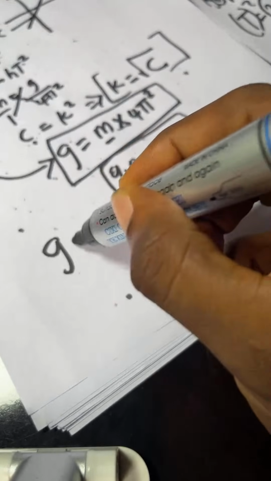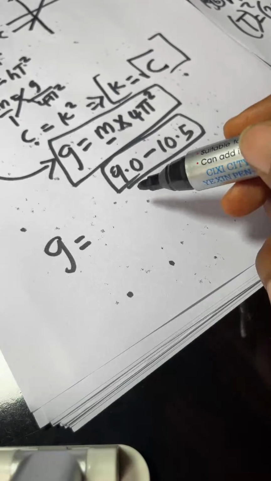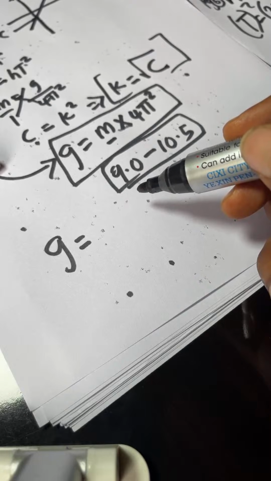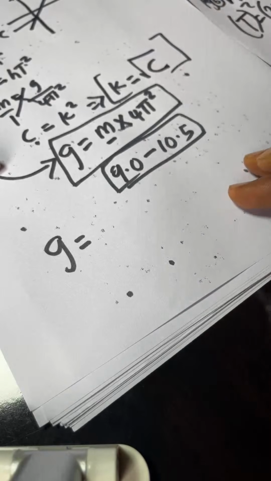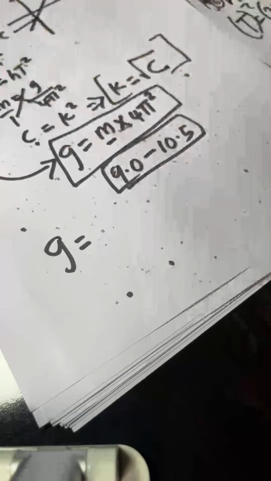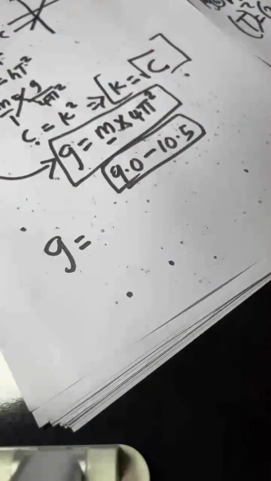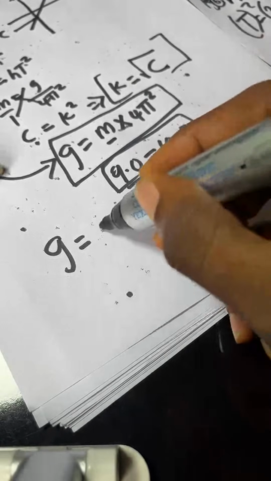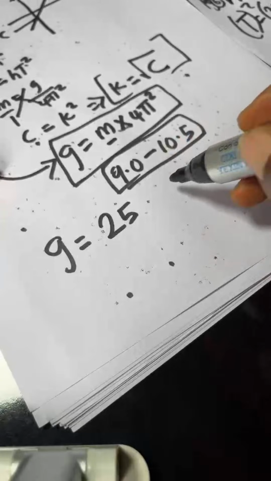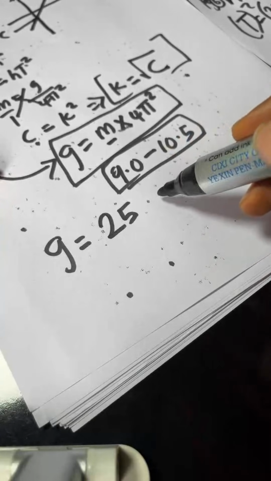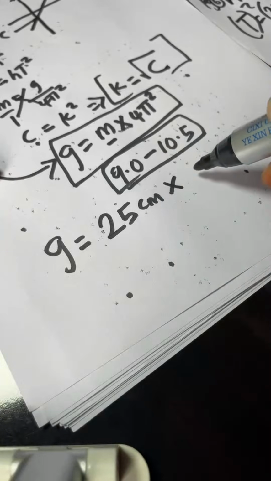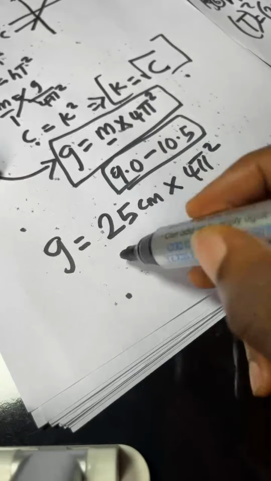Now let's go back to business without wasting much time. G is equal to, someone says 0. Remember, we are doing it in centimeter. All these things are already in centimeter. So let's pick Goswe. Goswe says 25. Let's start with Goswe. So we have 25. Remember, this is in centimeter. 25 centimeter times 4 pi square. What will be our answer?